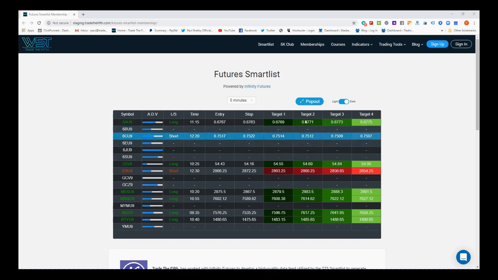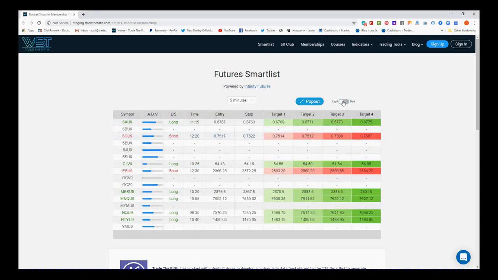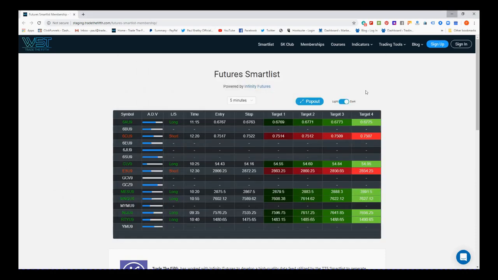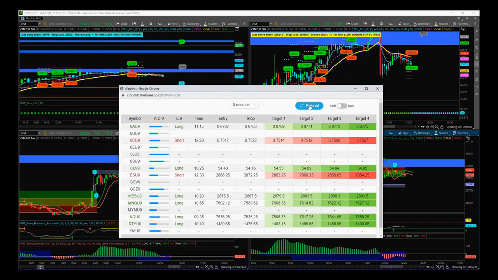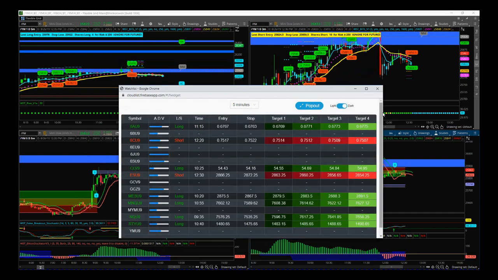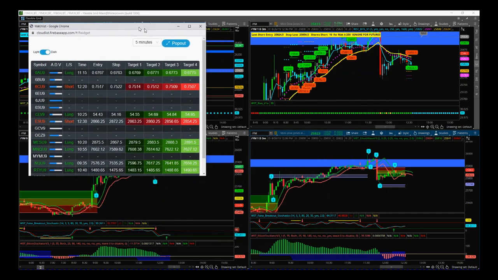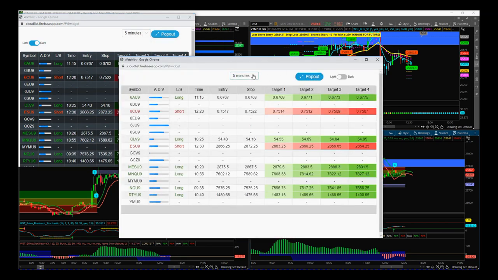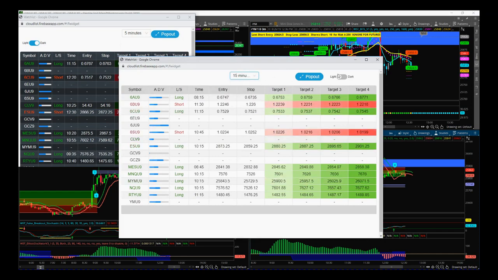So in the membership area, we can change from light to dark from the SmartList. We can also pop it out. So if I just reduce that down a little bit, with our charts, we can then move it dark and we can put it with our charts, part of our screens, anywhere. Also, if we want to change it to 15 minute, if we pop another one out here, we change it to 15 minute time frame, we change it to dark.